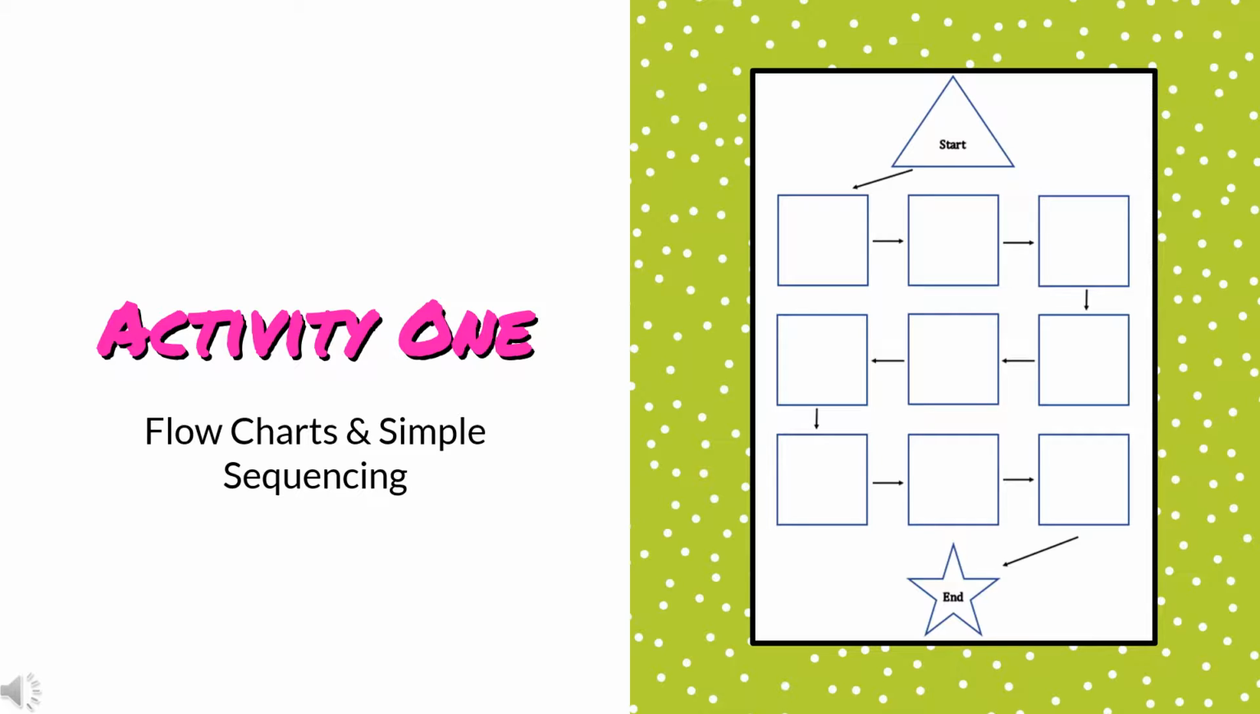During Activity 1, students create flowcharts and complete simple sequences based around what transportation do we take to school. From this data, students create a simple flowchart like the one pictured describing this process.